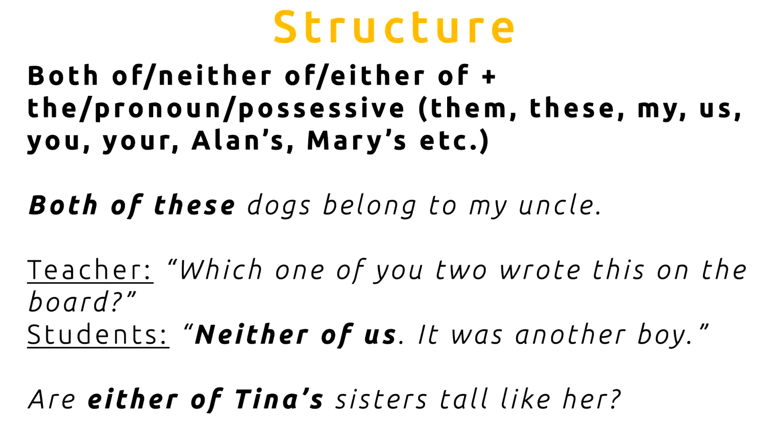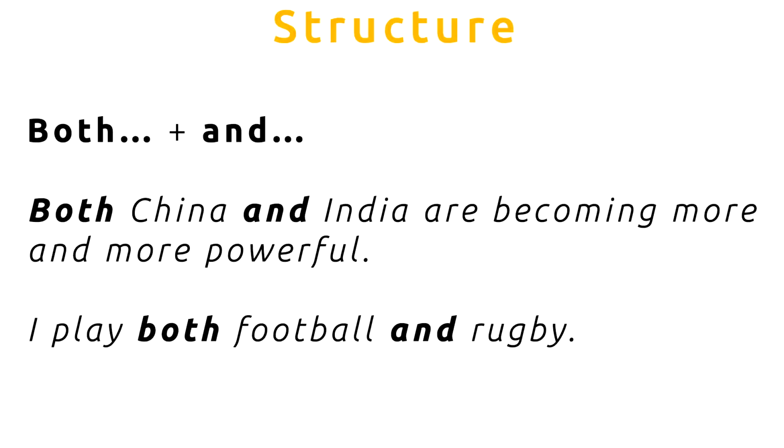Now the next structure is a bit more simple, but it's very, very useful. The structure is both something plus and something. For example, both China and India are becoming more and more powerful. So you can see we've used both before the two things we're mentioning. I mentioned China and India. These are the two things I'm talking about.